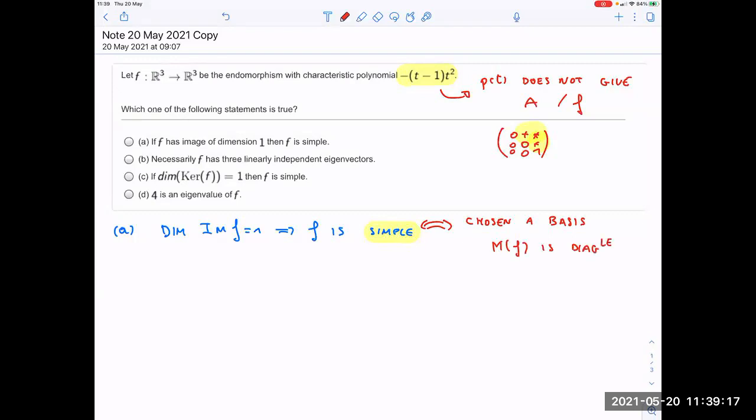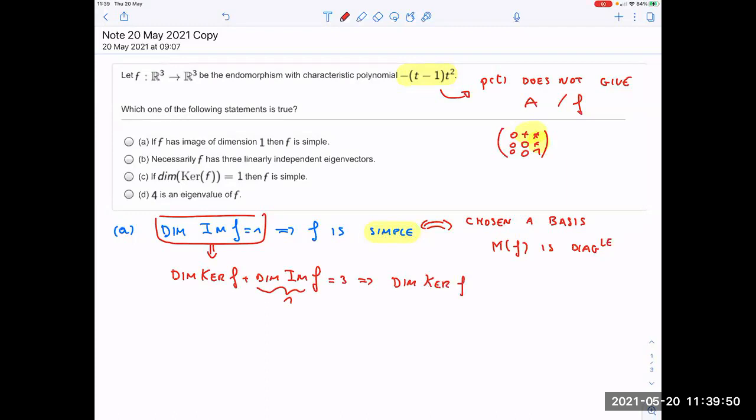Okay. Now, if the image has dimension 1, what does it mean? Well, this means that the kernel will have some dimension, right? Because the dimension of the kernel plus the dimension of the image must be equal to 3. So if this number is 1, this means that the dimension of the kernel is equal to 2.